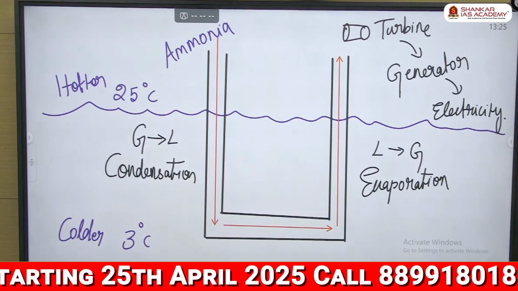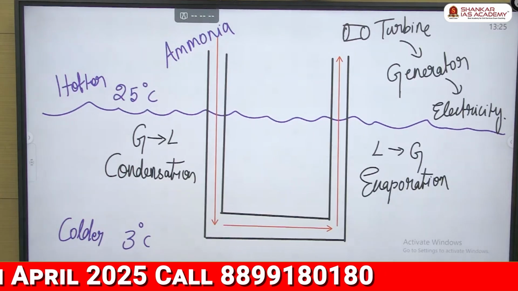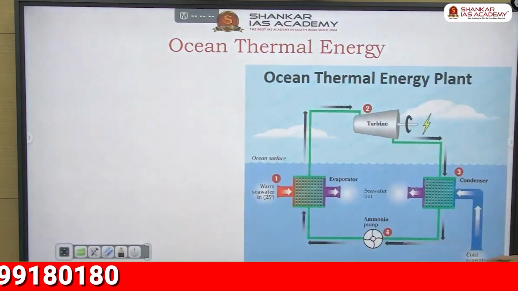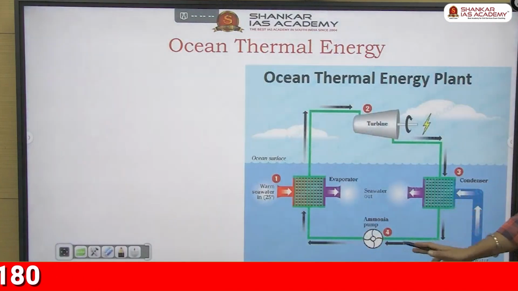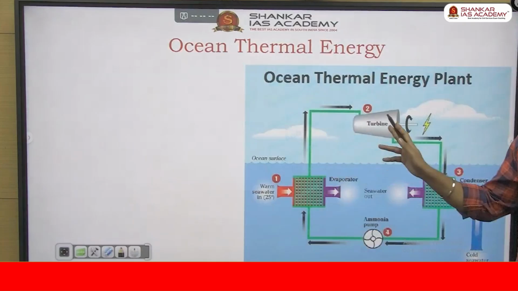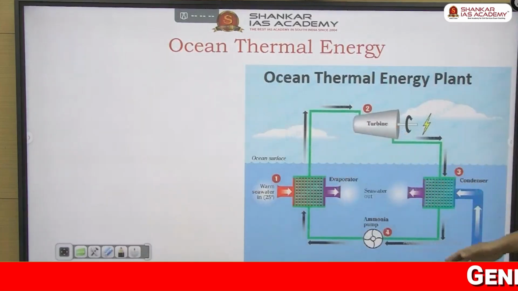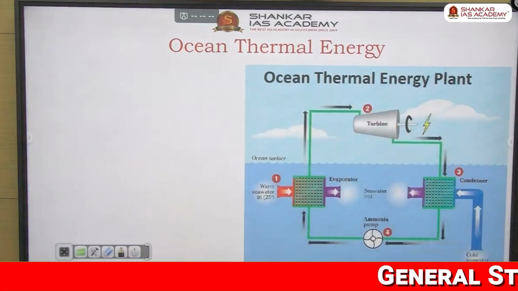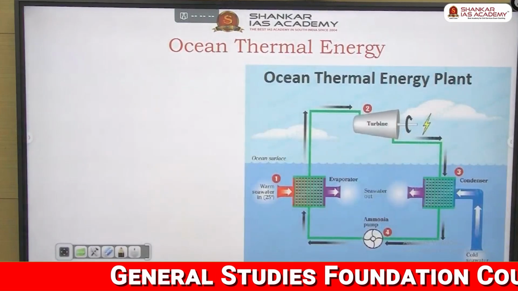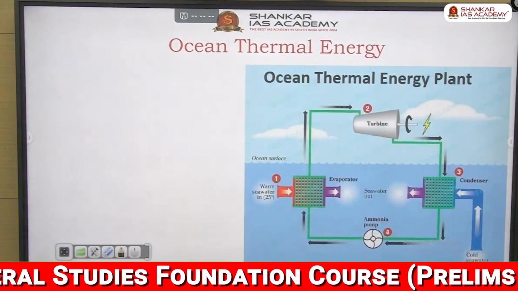There are pumps. If you see here, you can understand. You have an ammonia pump here. You're taking the cold water and then you're also sending ammonia. Ammonia gets heated, spins the turbine, and then the same thing is again recirculated. We are setting up a cyclic system so that you don't draw too much of resources. You reheat the ammonia again and again. Have you noted this?